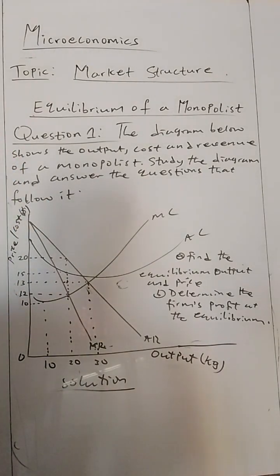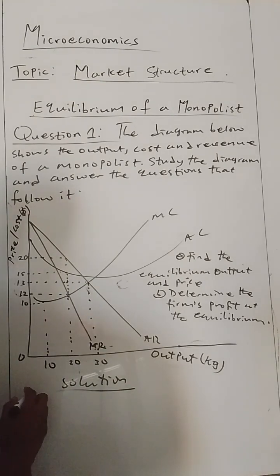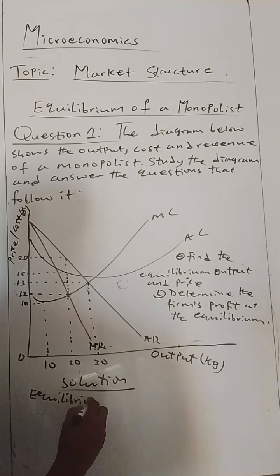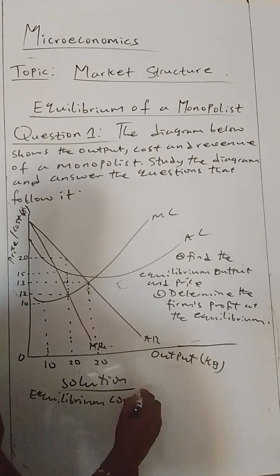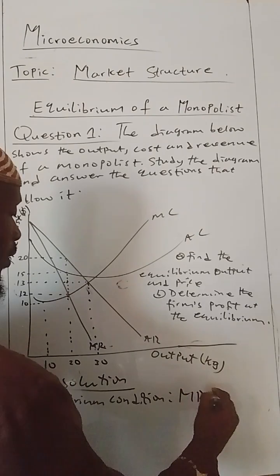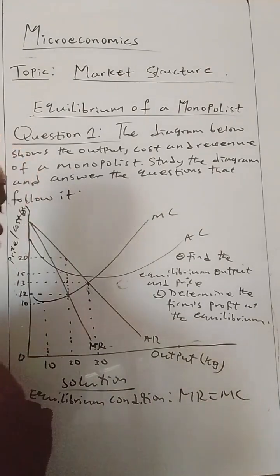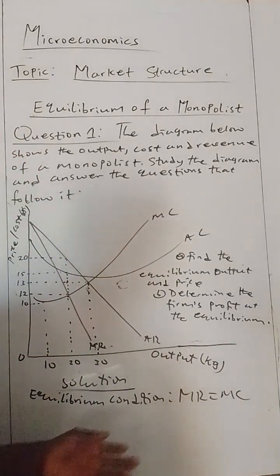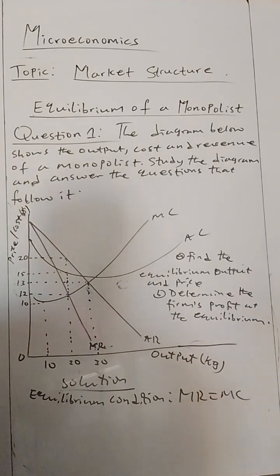Now, the equilibrium output. The first thing we are going to do is record the equilibrium condition. The equilibrium condition is simply MR equals MC. Don't forget, equilibrium is obtained where MR is equal to MC.